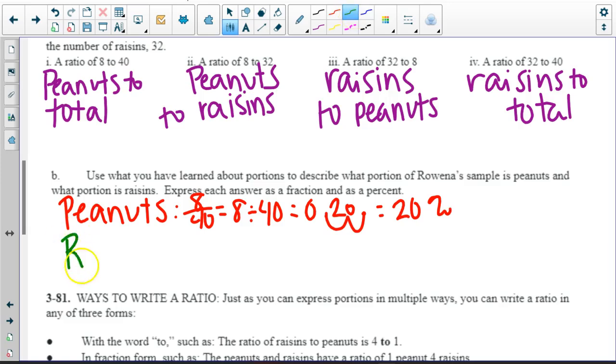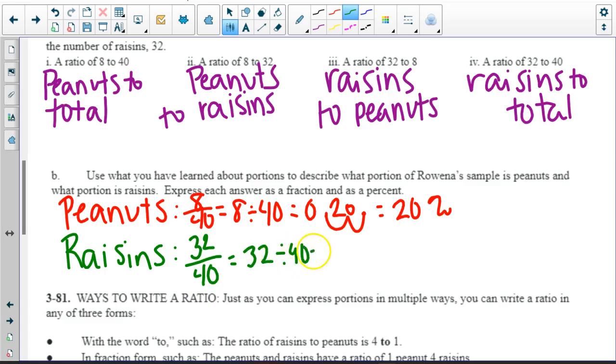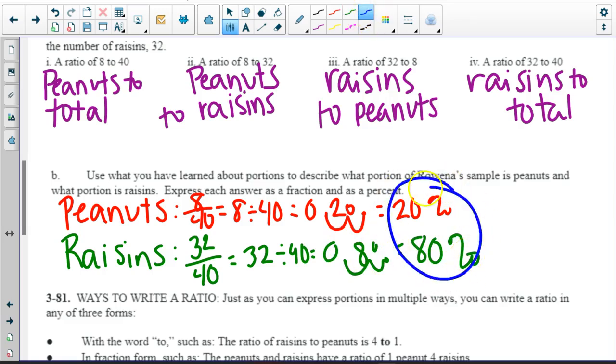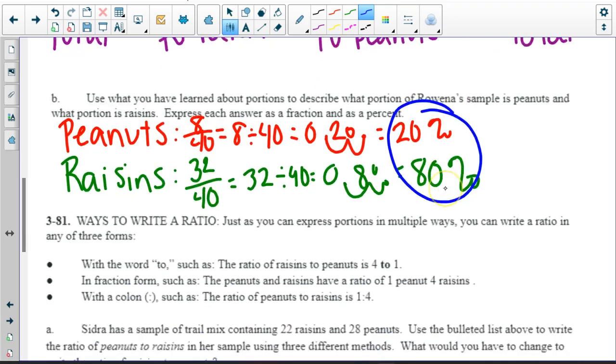Now let's look at raisins. Her fraction for raisins was 32 out of 40. If I wanted to find that percent, I would do 32 divided by 40, which gives you 0.8, 2 places to the right, which gives you 80%. And that makes sense because our 2 percents should add up to 100 because it's 100% of our sample. So you could have realized, oh, peanuts is 20%, so the rest has to be raisins, which is 80. All right, go ahead, look at the next page.